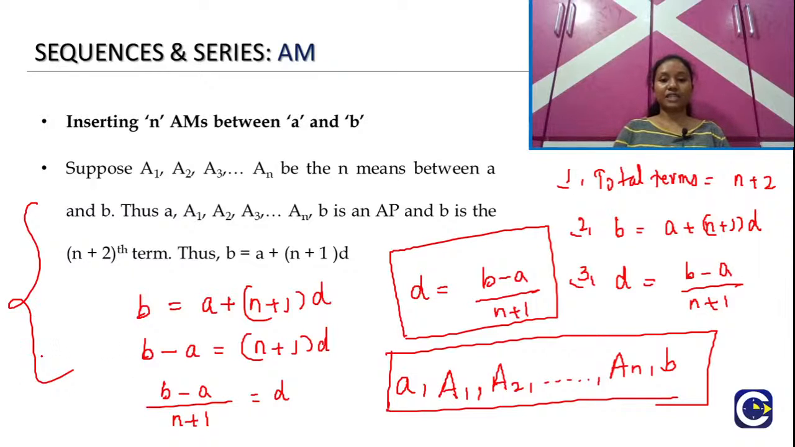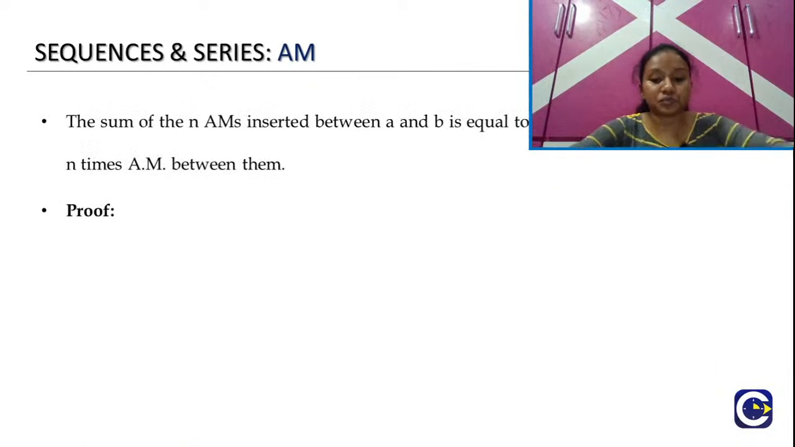Which indicates that total number of terms in this progression is given by n plus 2, and the last term b will be equated to a plus n plus 1 into d, and then from the second result, we could determine the common difference d, which is given by b minus a by n plus 1. So far no doubt. So let's move ahead with our concept.